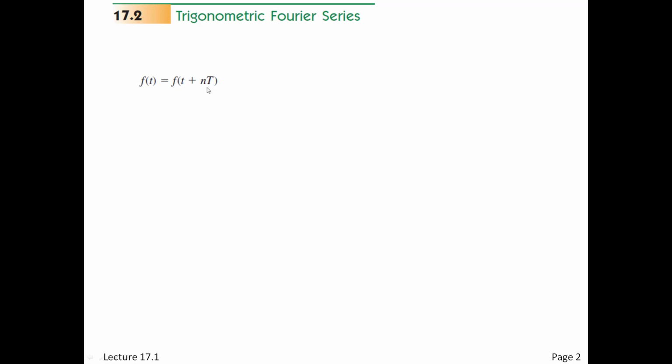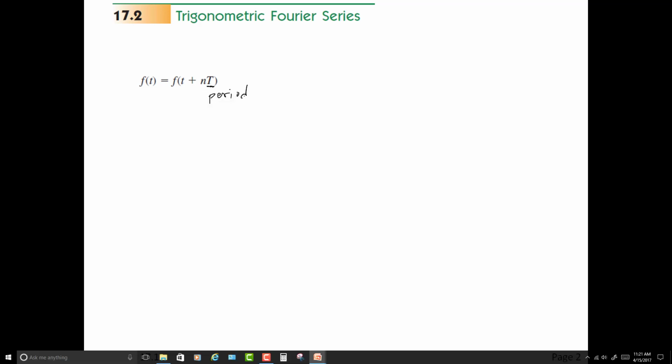The function at n times some period, right? Here's the period right here. That's our period. And we're going to see that a lot in this chapter. Right? N times that period repeats the pattern, or whatever the pattern is that's going on there. Okay? And more than that, then, it can be expressed as a sequence here of sines and cosines.